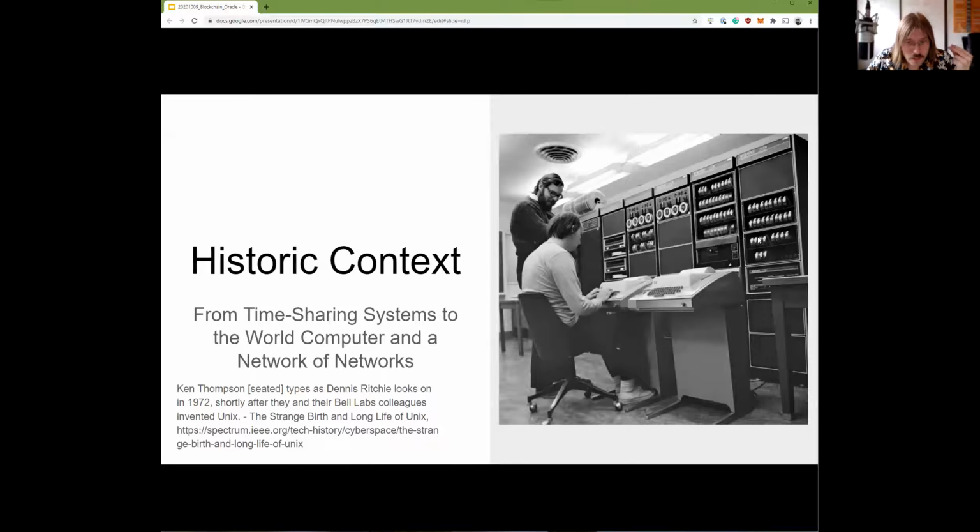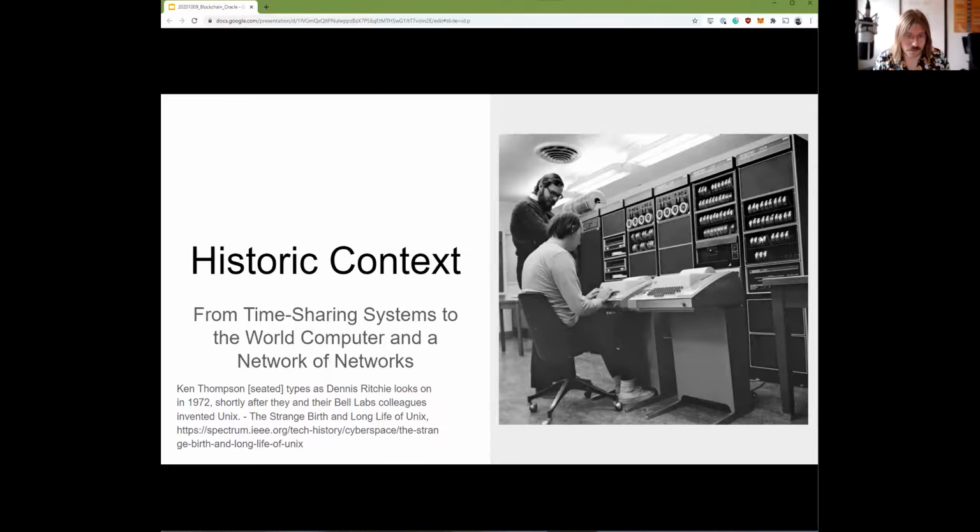I'd like to give you a little bit of historic context, because it is possible, if someone wants, to spin a narrative that starts with the very early computing systems and goes to blockchain and blockchain networks nowadays. It is basically the story of the first time-sharing operating system, and nowadays to this world computer and network of networks which one can imagine blockchain might enable.